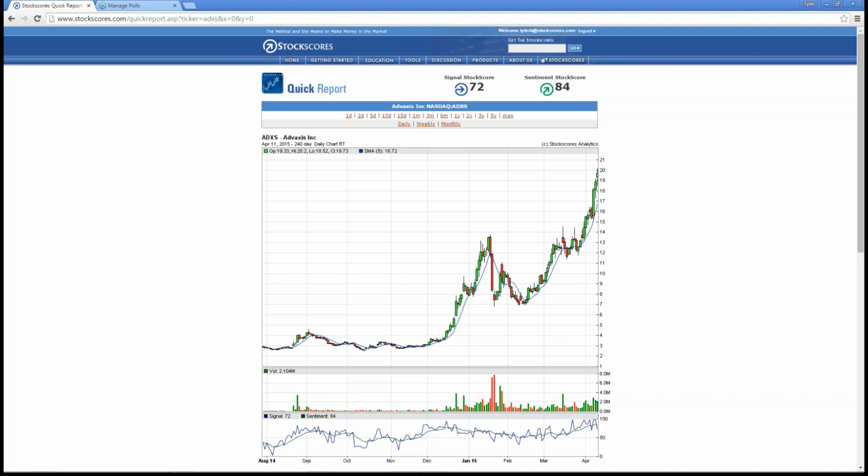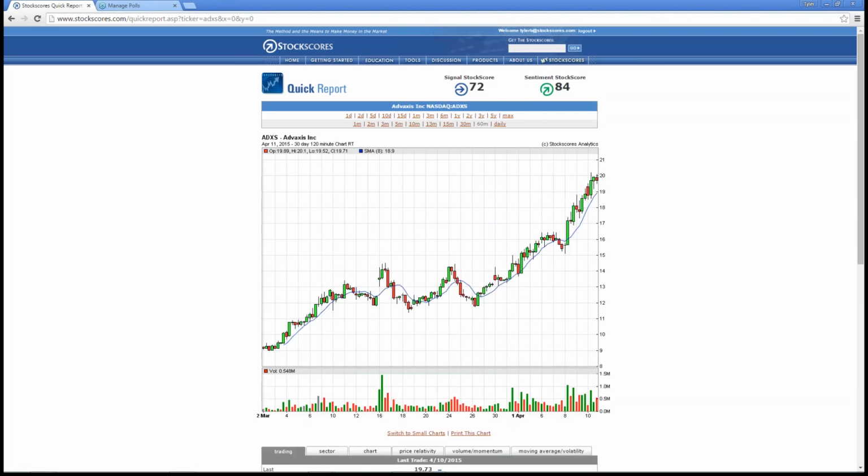ADXS. Okay, this is a trend that's going parabolic. So look at a 1 month 60-minute chart. And gosh, I would use an upward trend line. I'd be real aggressive selling this stock.